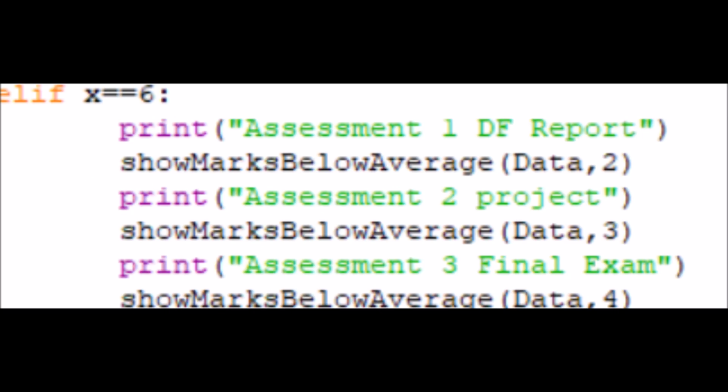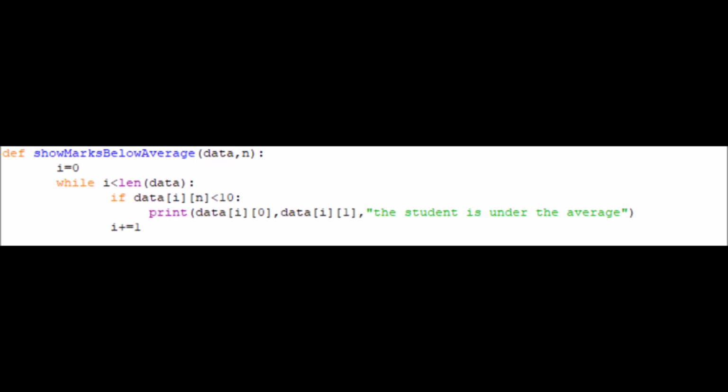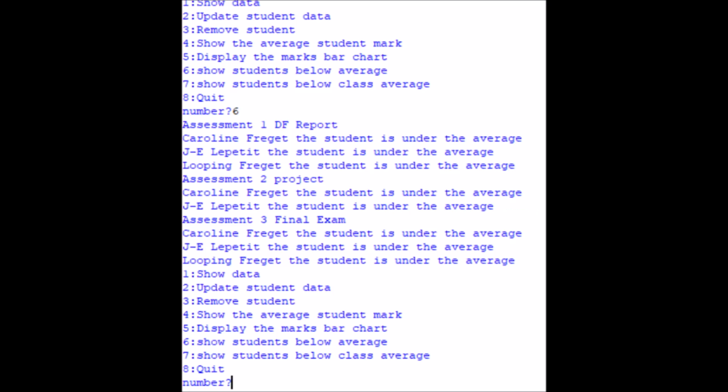For the sixth function, which shows which students are below average on a certain assessment, I use two arguments. The first one is the argument data, so that again we are able to read what is in the data files, and then the argument n, which represents the index of the assignment. And every time, for example, a student is under 10 on an assignment, the program will just show the user that this student is under the average for this assignment. Very simple.